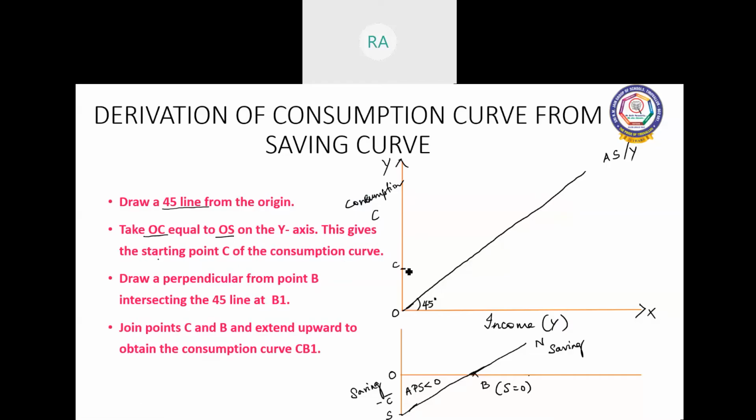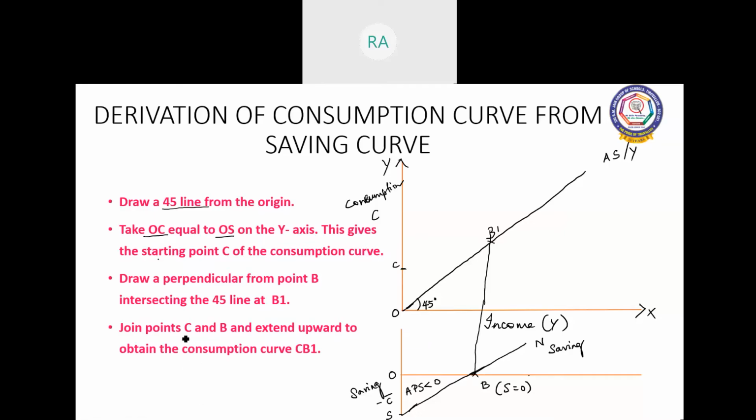Let me now extend this. So this is the starting point. Before extending, we have to draw the perpendicular line from point B upwards, intersecting the 45-degree line at B1. So this is the point B, and I have to draw the perpendicular line upward. So let me draw a straight line. And this is the point of intersection, and this is marked as B1. And this is the break-even point.